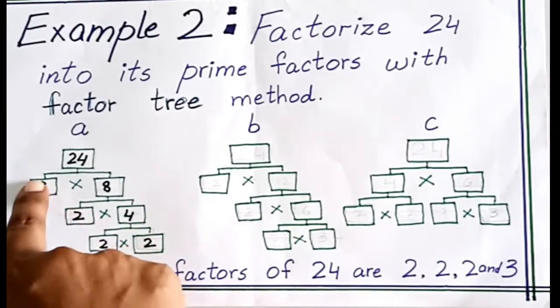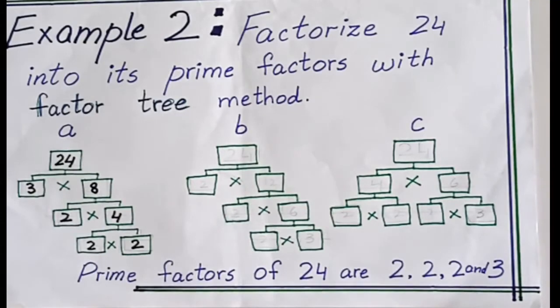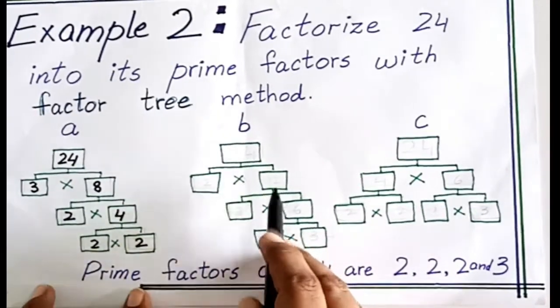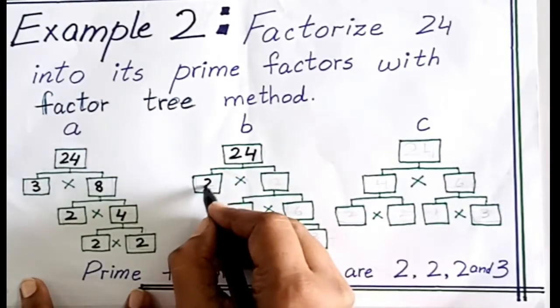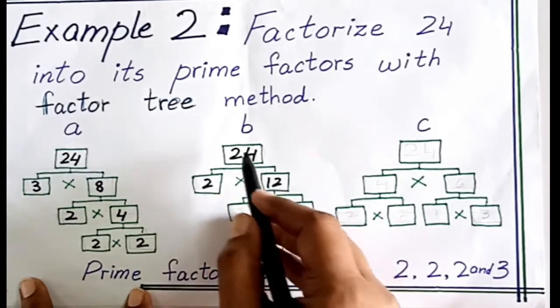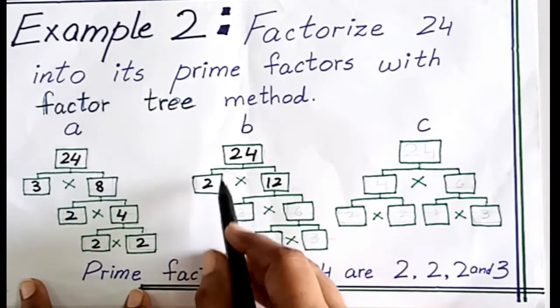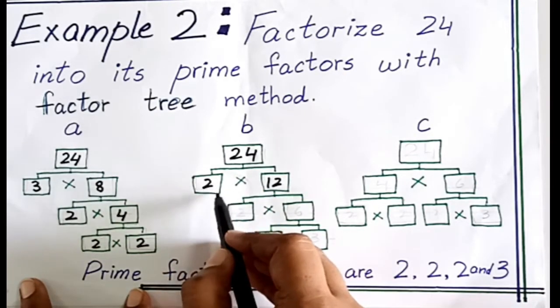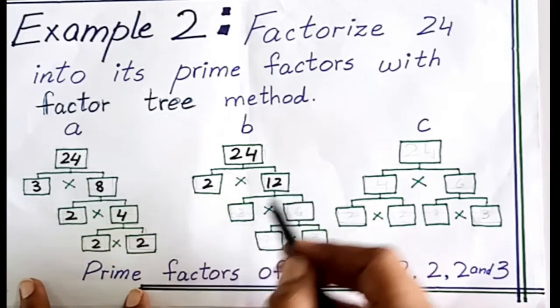As you can see here, we solved it. Now students, we will factorize 24 one more time, once again with 2 and 12. As you all know, 2 12s are 24. Two numbers are here, 2 and 12. 2 is a prime number, but 12 is a composite number, so we have to break 12 further.